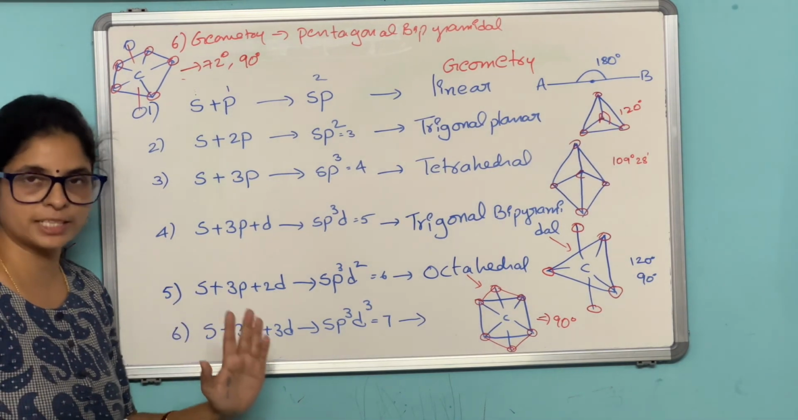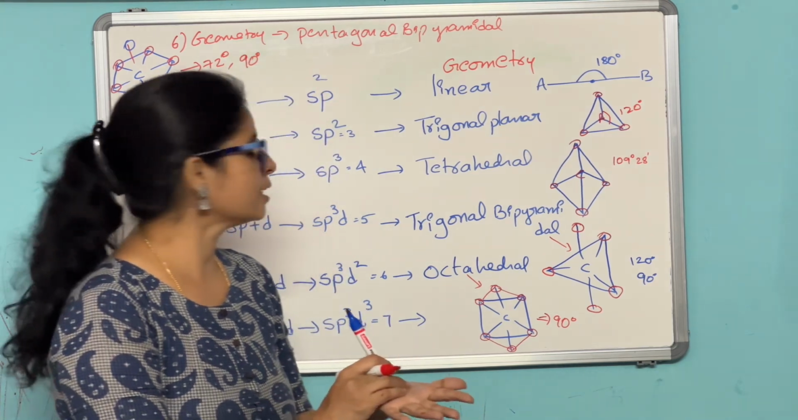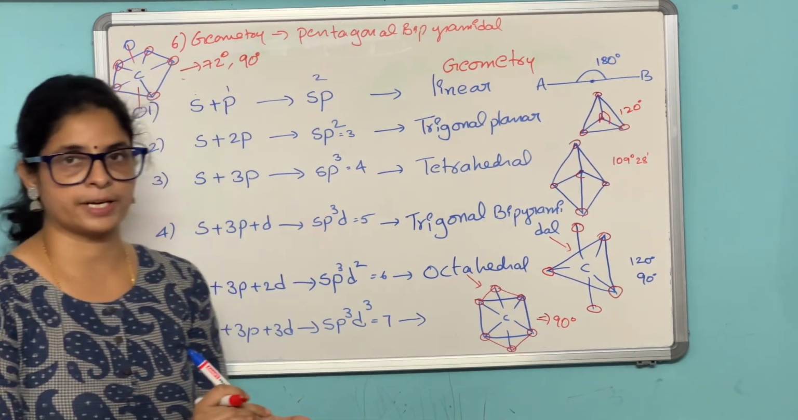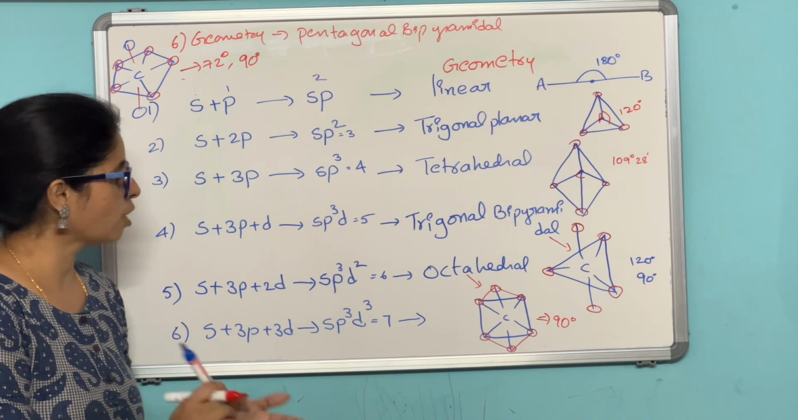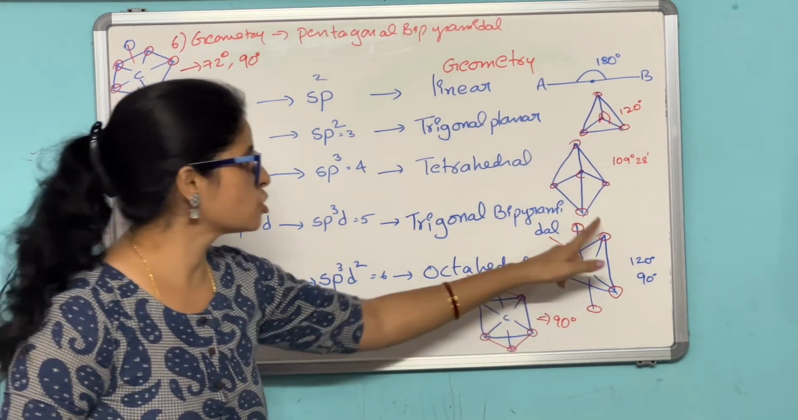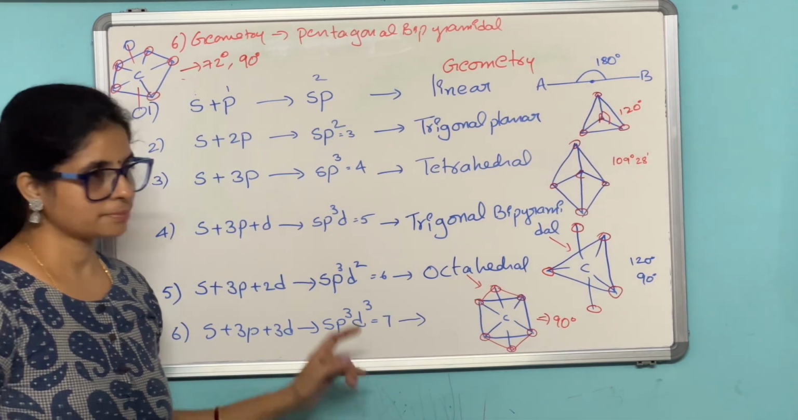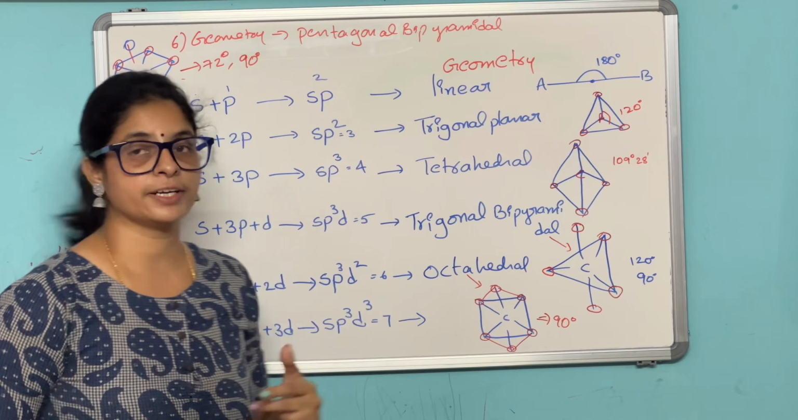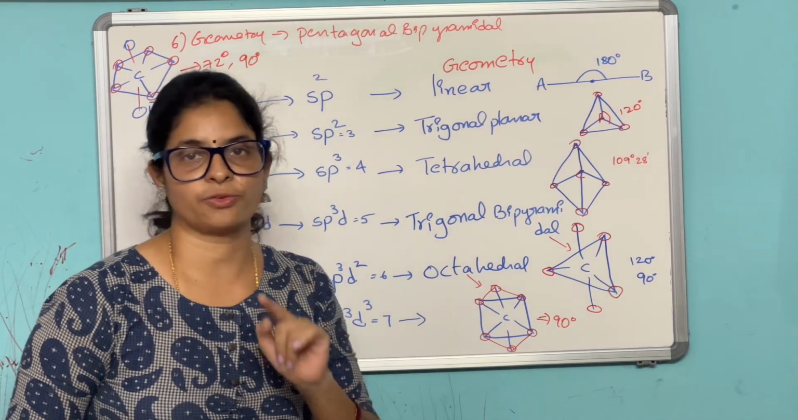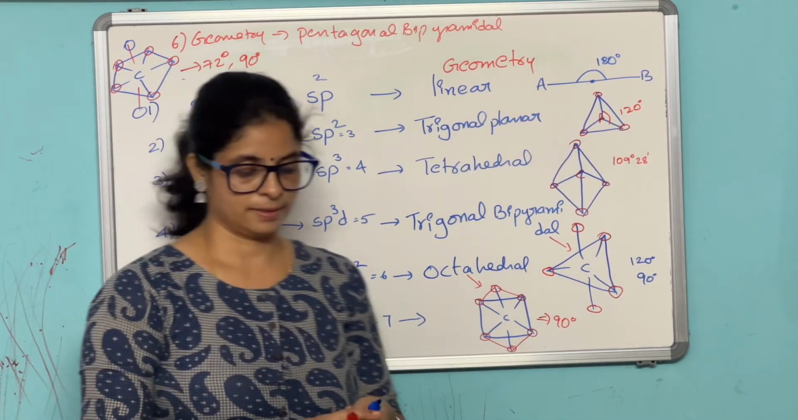This is the types of hybridization. In the last video we discussed the concept of hybridization, and in this video it is the types of hybridization with geometries and bond angles. Okay. In the next video we'll discuss how to find out the hybridization. Okay. Bye.